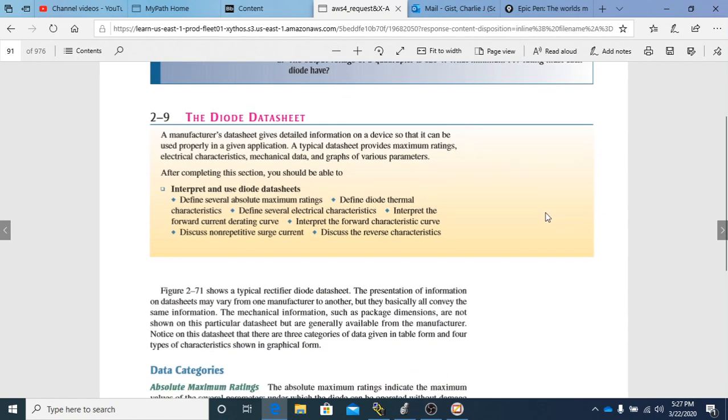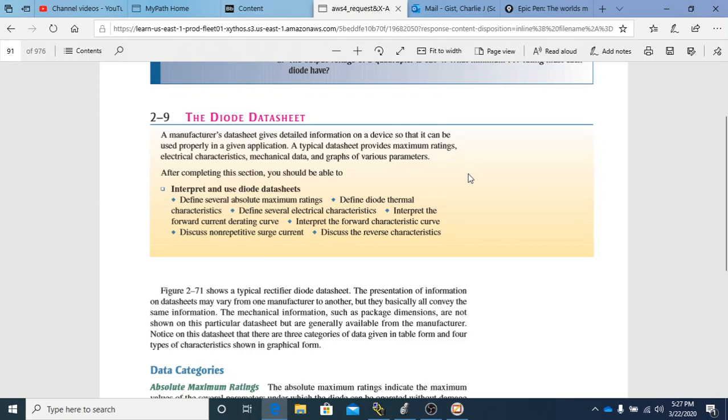Basically it's the information about a device. This one in particular is going to be information that we're going to get for a diode. As you can see, it says a manufacturer's data sheet gives detailed information on a device so that it can be used properly in a given application. A typical data sheet provides maximum ratings, electrical characteristics, mechanical data, and graphs of various parameters.